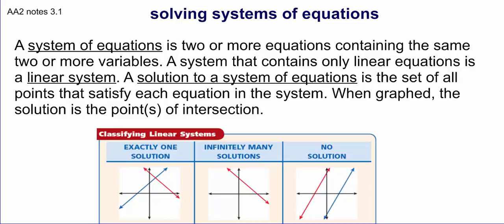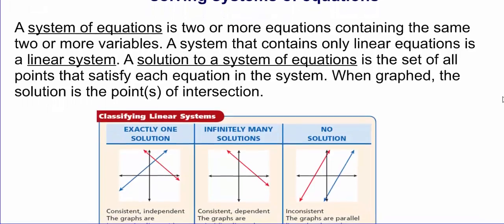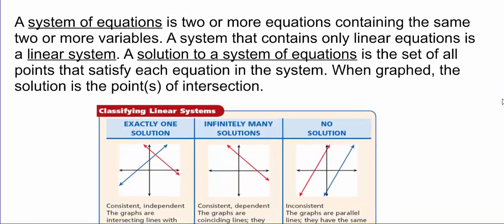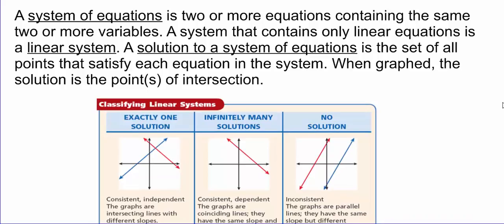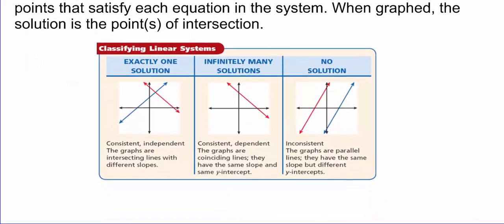So let's do this. To solve a system of equations, well, first we need to know what it is. A system is two or more equations containing the same two or more variables. A system that contains only linear equations is a linear system, and the solution is the set of all points that satisfies both or all equations in the system.